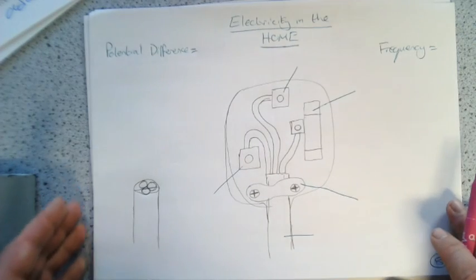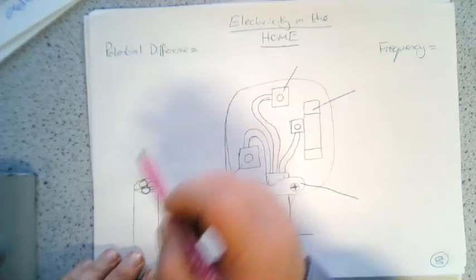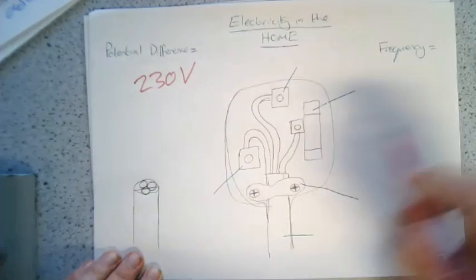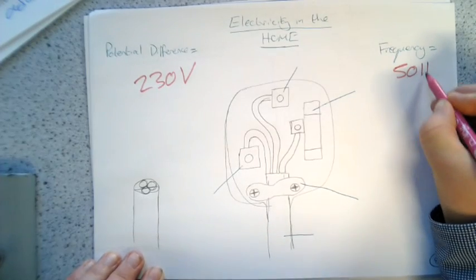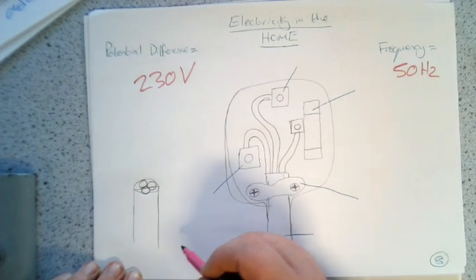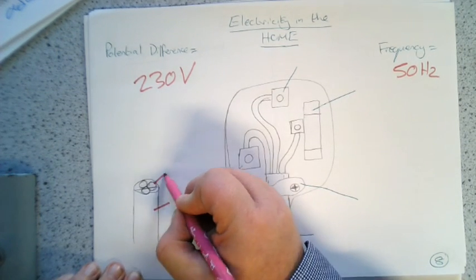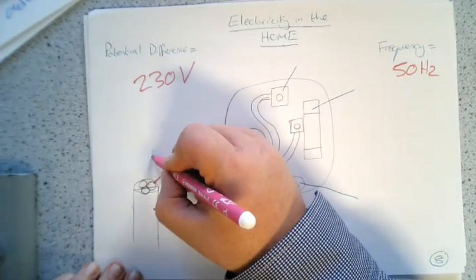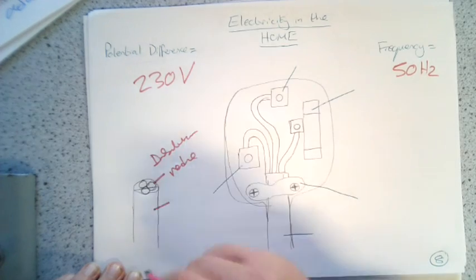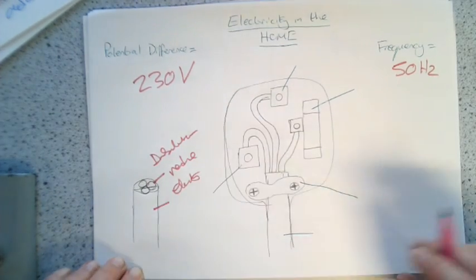Just remember your electricity in the home. I know we're going really rather quick, but in the UK, potential difference is 230 volts and a frequency of 50 hertz. Okay, let's think about our 3-core cable. It's got a plastic outer. Each individual cable's got plastic. That's to act as insulation, okay, and reduce electrocution or loss of electricity.